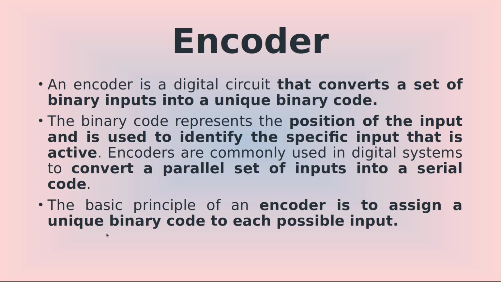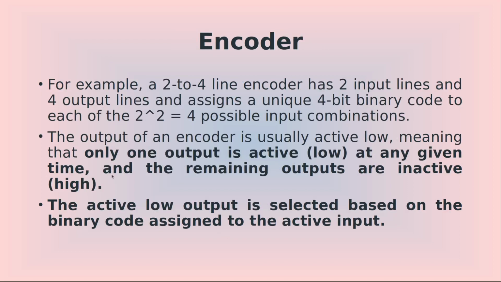So an encoder assigns a unique binary code to each possible input. Only one output is active at any given time, and the remaining outputs are inactive. The active output is selected based on the binary code assigned to the active input.